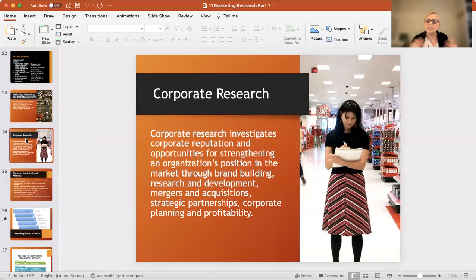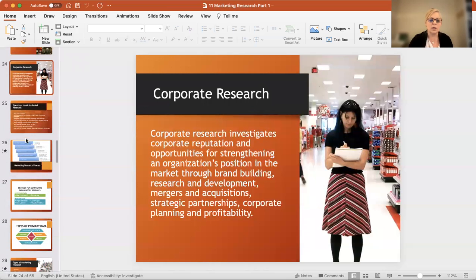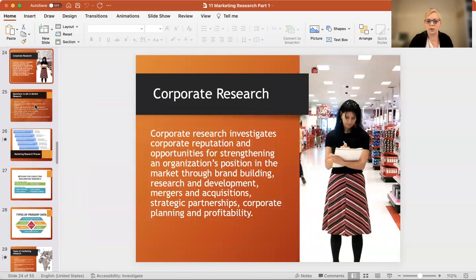Corporate research investigates our reputation internally. How are our customers and our employees perceiving us? What is happening there? That also is useful when we're doing mergers and acquisitions, or looking at how company culture is perceived, that company health, if you will, which is critical for performance for an organization as well.